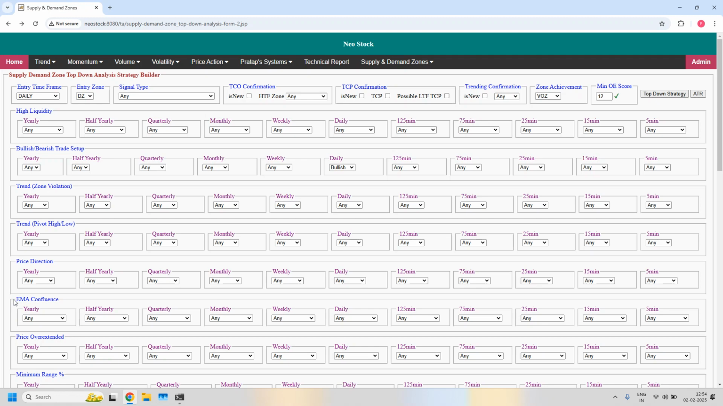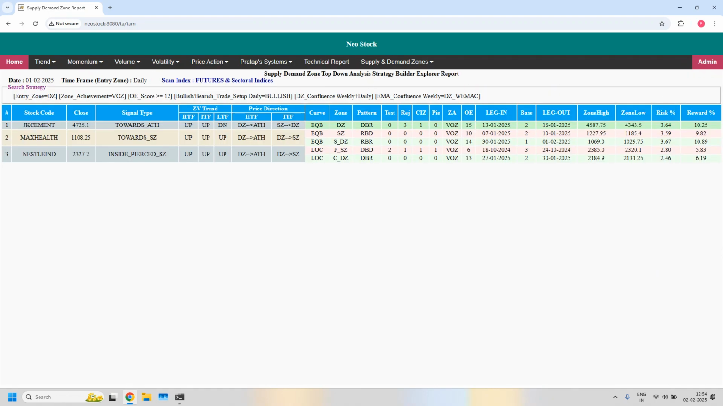So in the EMA confluence, I'm enabling the filter: weekly demand zone having weekly EMA confluence, because the daily zone is overlapped with weekly zone. So we got 3 stocks. So these 3 are even more high probability setup supported zones. This is based on LTF, ITF demand zone confluence, and ITF EMA confluence.